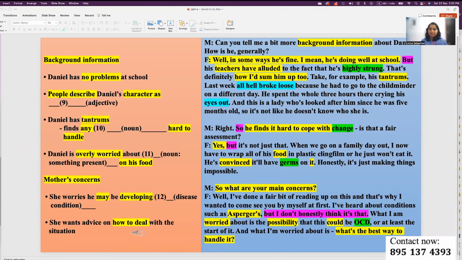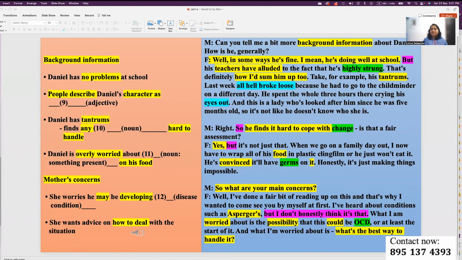Why, what she is telling? "But I don't honestly think it's that. What I am worried..." Okay, in the question there is her worries. Mother is worried. So here she is telling what I am worried about is the possibility that this could be OCD. Okay, possibility. The modal verb "may" is used in the question paper. In the audio we can listen to "possibility" directly, and "this could" is a modal verb. These all things are very important. This way you can apply all the skills.